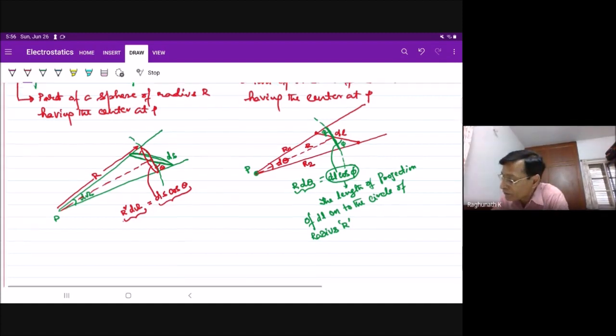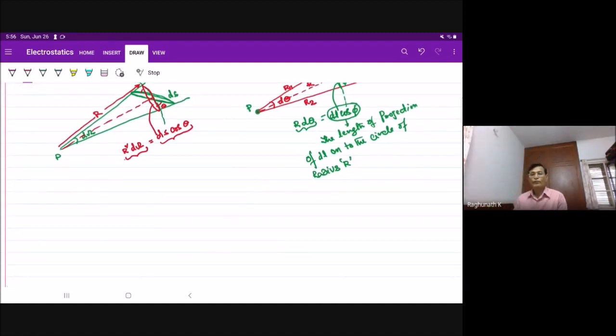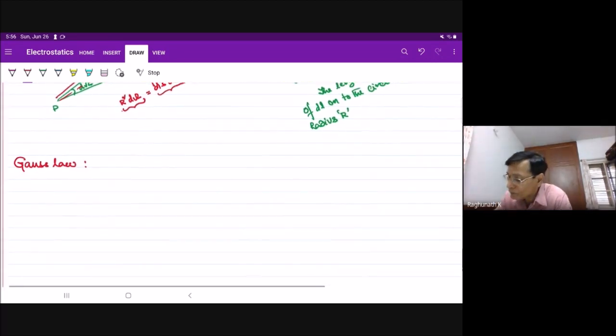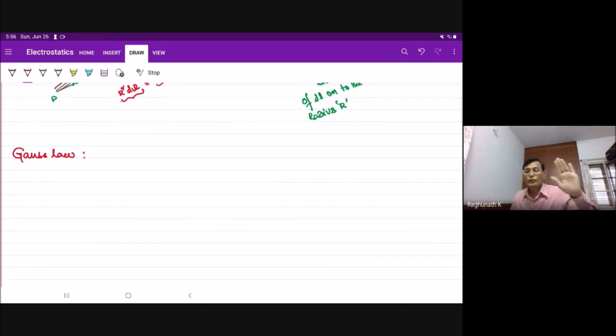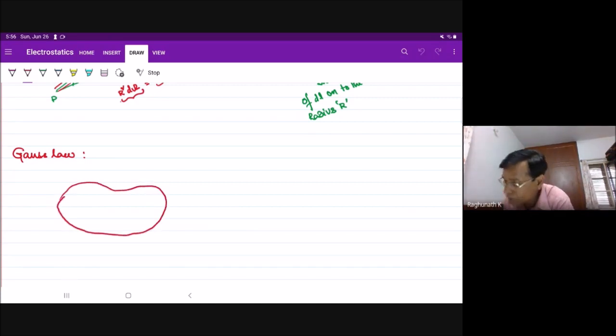Now check Gauss law. Proof. I'll consider an arbitrary closed surface and a point charge of q coulombs at this point inside.